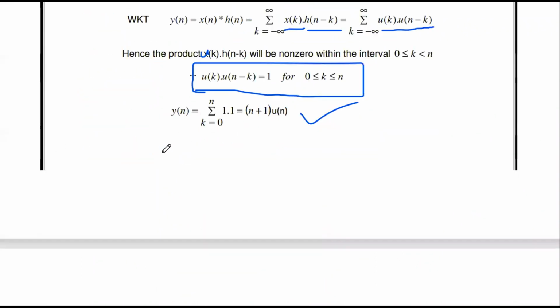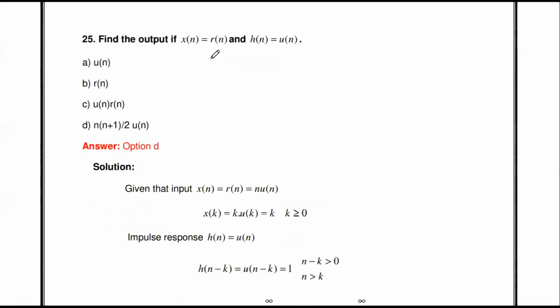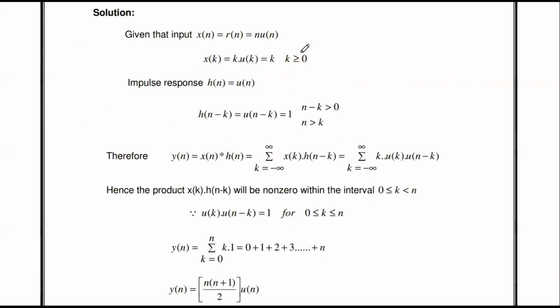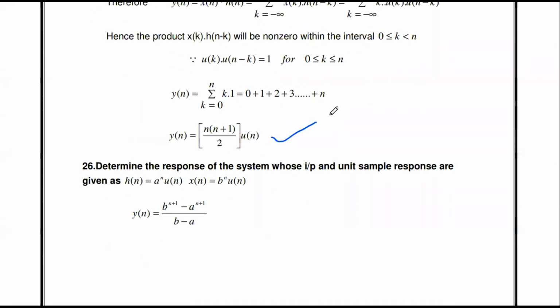Similarly, find the output if x of n is r of n and h of n is u of n. That is the convolution between a ramp signal and a unit step signal. Similar to the previous problem, we have to solve this. I will give the link for the explanation in the description box. If you perform the convolution of r of n and u of n, the answer is n into n plus 1 divided by 2 into u of n. You just remember it.